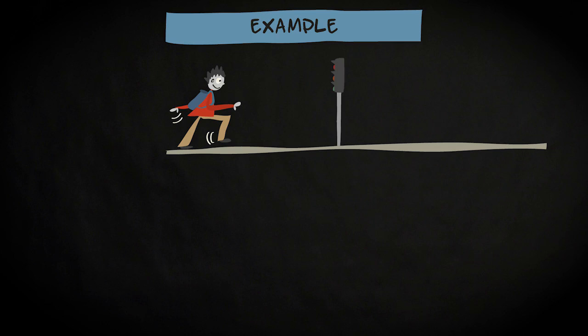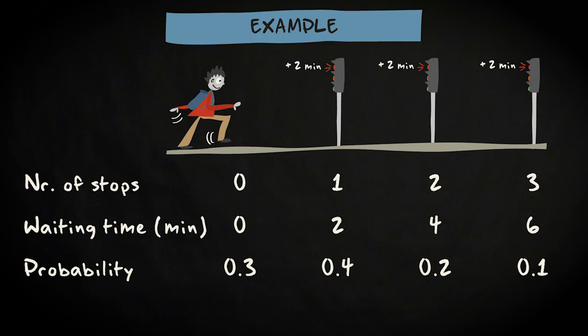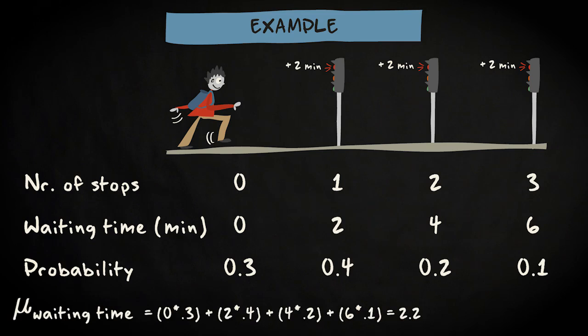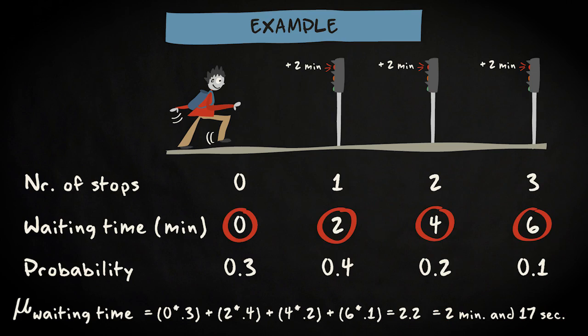An example. Suppose you have to travel on a daily basis and cross 3 traffic lights. Waiting at the traffic light will take an extra 2 minutes of your total travel time. You have kept a record of the frequency by which you had to wait for none up to 3 traffic lights. This is the probability table. The mean waiting time you can expect for any travel is calculated as follows, leading to a 2 minutes and 15 seconds waiting time. Interestingly, the specific value of 2 minutes and 15 seconds will never occur. You would either wait 0, 2, 4 or 6 minutes.